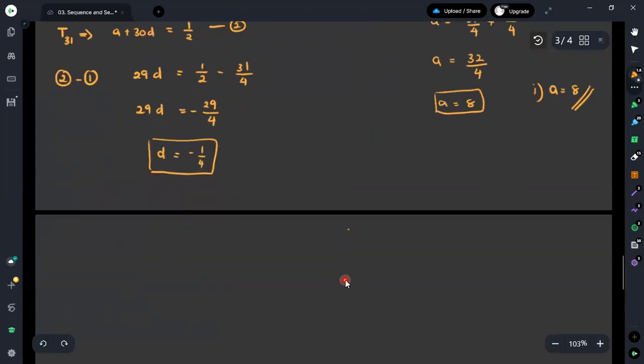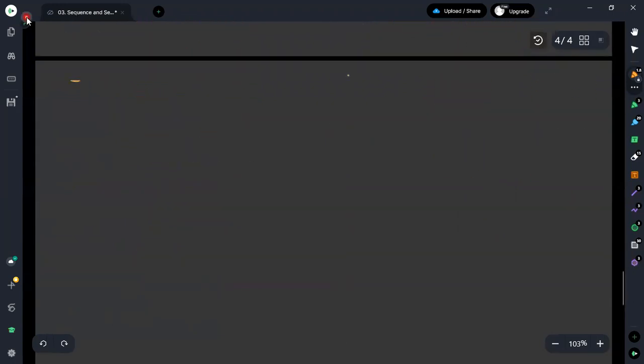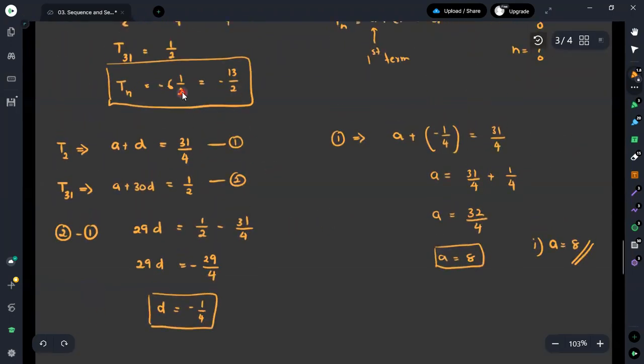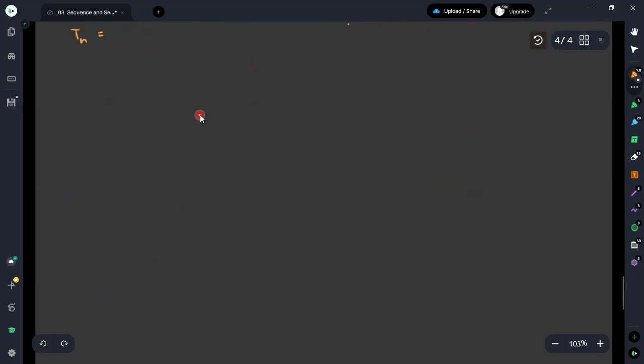Here it is given as Tn. Tn is equal to, we have identified that it is equal to minus 13 over 2. Now if you write down the format of the common term, you can take this Tn is equal to A plus n minus 1 times D. It is equal to minus 13 divided by 2. But what we need to do is calculate the value of n.